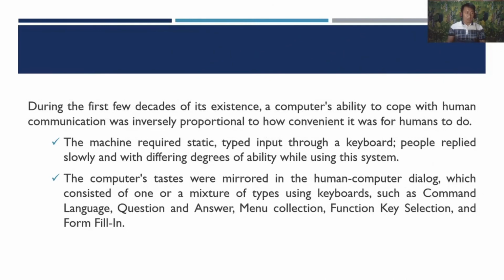Alright, during the first few decades of its existence, a computer's ability to cope with human communication was inversely proportional to how convenient it was for humans to do. Yes, of course. So this is because they implemented those specific communication into the machine, into the computer, so that the computer is more interactive to the user. Alright, the machine required static typed input through keyboard. People replied slowly and with differing degrees of ability while using the system.